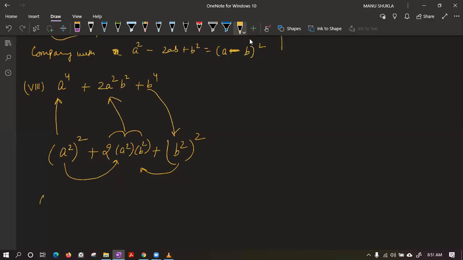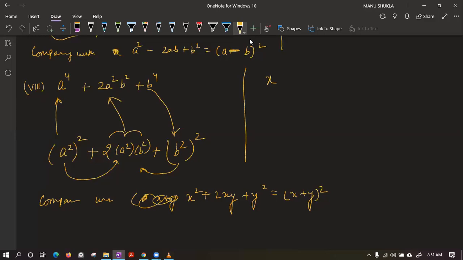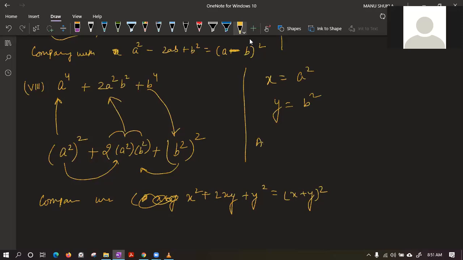So we can compare with x plus y whole square, because here the variables are a and b. So we will compare with x square plus 2xy plus y square is equal to x plus y whole square, and you can say x is equal to a square, y is equal to b square. So the answer is a square plus b square whole square. This is the answer.